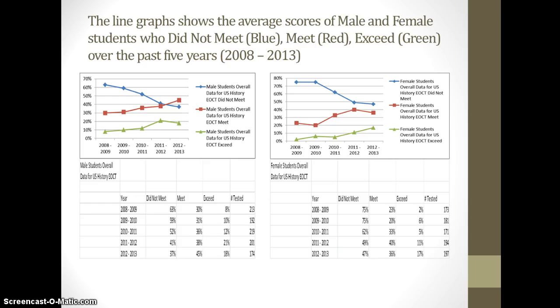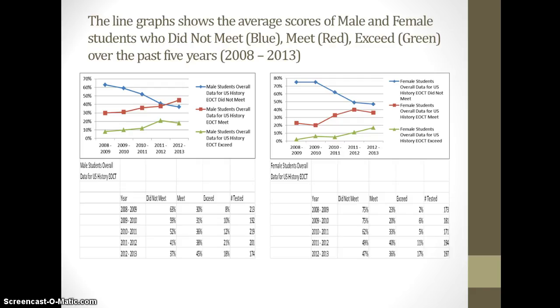So we're looking at the line graph right here, and the line graph shows the average scores of male and female students who did not meet, meet, and exceed. Obviously, did not meet is in blue, the meet is in red, and the exceed is in green over the past 5 years. You can see the male students and the female students. This is at Osborne, by the way, and you can see the trends are just like the overall trends. As the did not meet goes down, the meet and exceed happen to increase.